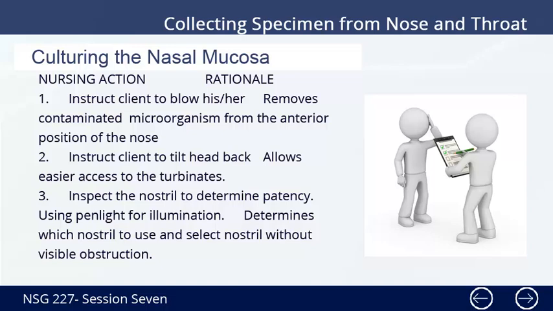Prepares the swab. 6. Instructs the client to tilt head back and open mouth. Permits visualization of the pharynx so that it can be inspected. 7. Explain the procedure to the client. Inform client that a tickling sensation in the throat may be felt. Prevent contamination of the swab tip.